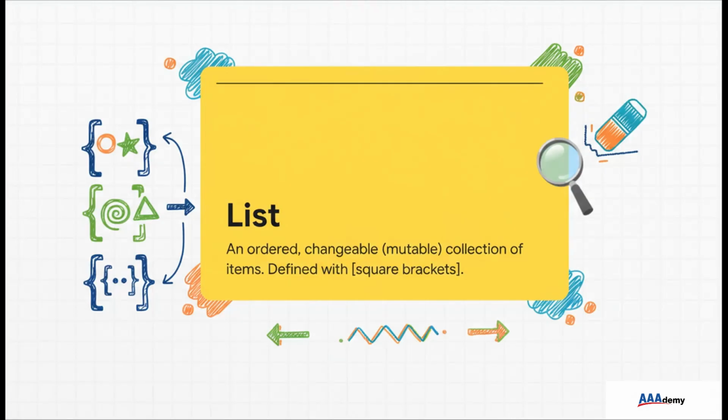So meet the list. It's your go-to for pretty much any ordered sequence of items. And the key word here, the most important word, is changeable. You create one with square brackets, and you can throw anything in there. Numbers, strings, even other lists inside of lists.